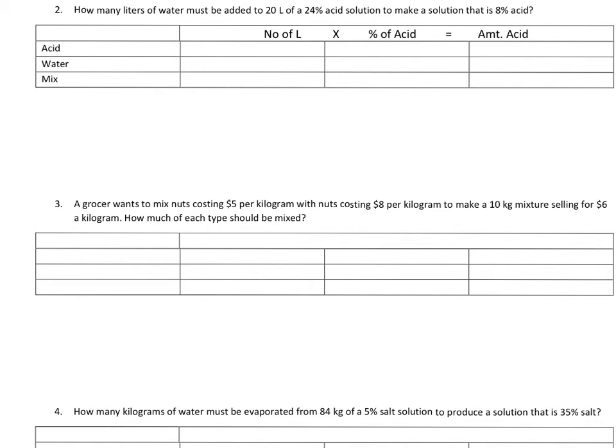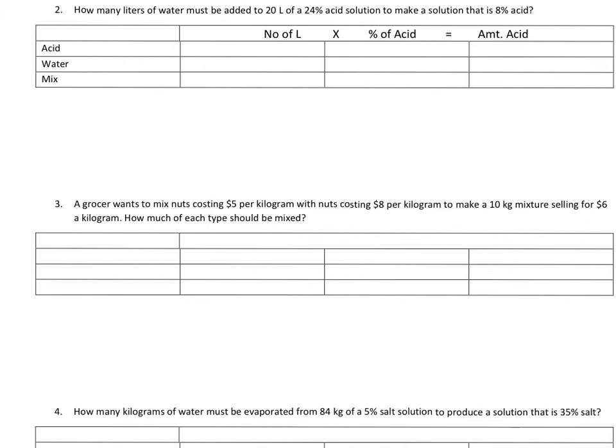So to make sense of this one, I have 20 liters of this acid solution, okay? This 20 liters is 24% acid. The rest of it's water, okay? Now, I want to add water to this mixture until it's only 8% acid.